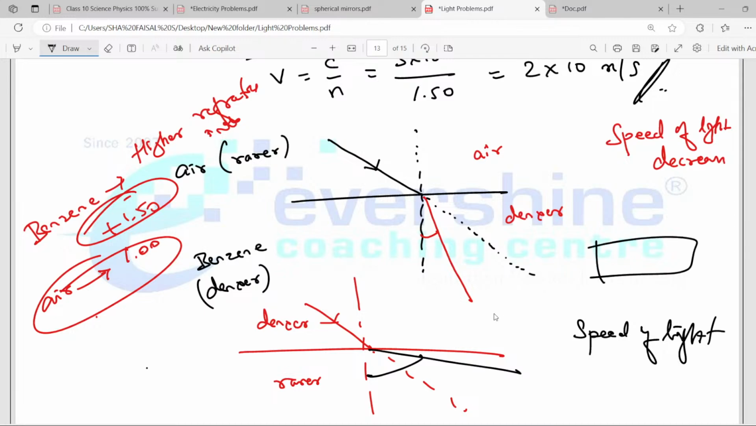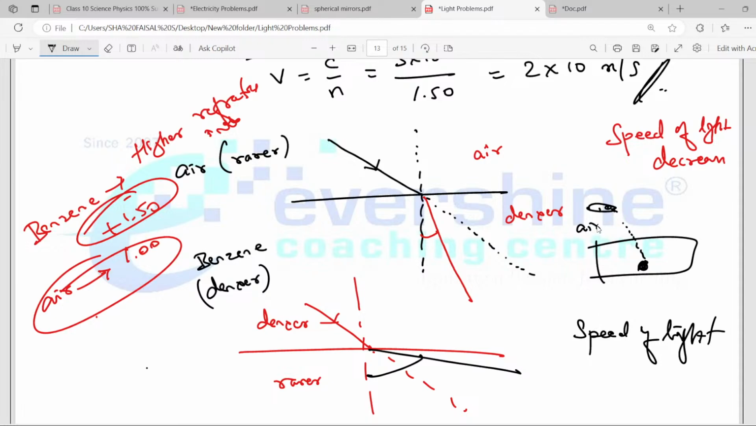Similarly, they may give you a question. We have a pond. We have a water tank. One coin is placed here. A person from his naked eye is seeing the coin. So where the coin will appear? Where the coin will appear for him? Above or below?